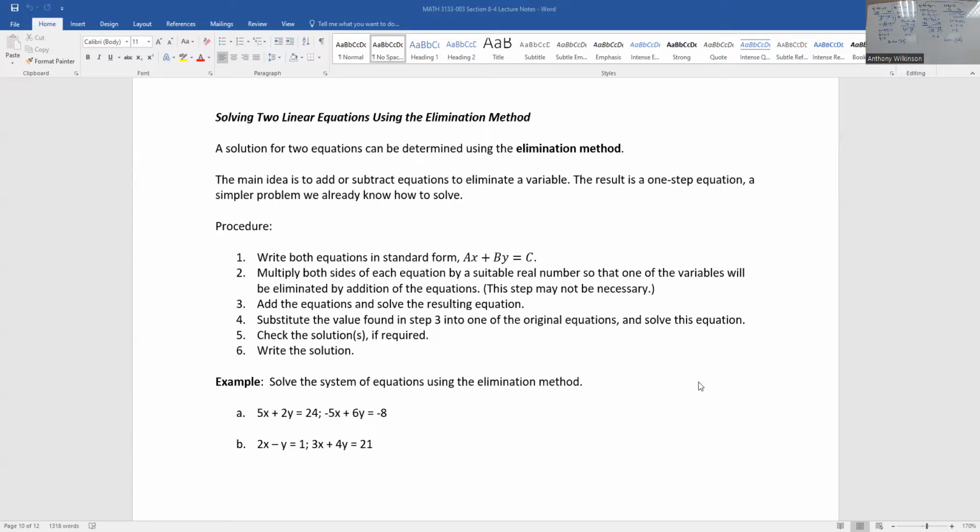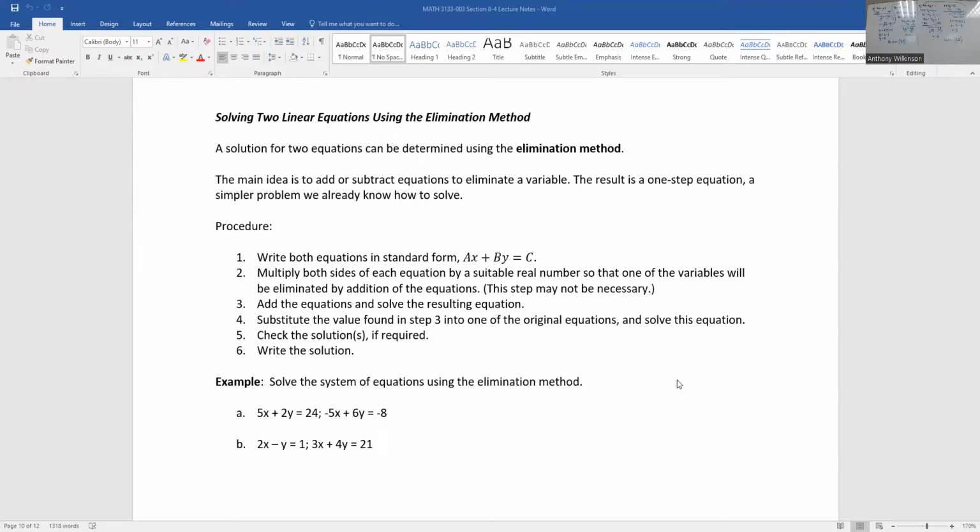You may have to multiply either the first or the second, or you may have to do both, because you want to do that in a way so that you can eliminate either, let's say, the x or the y. Then you'll add the equations and solve the resulting equation. Then you're going to substitute that value into one of the original equations and solve that equation. And if necessary, check your solution and then write the solution as an ordered pair.